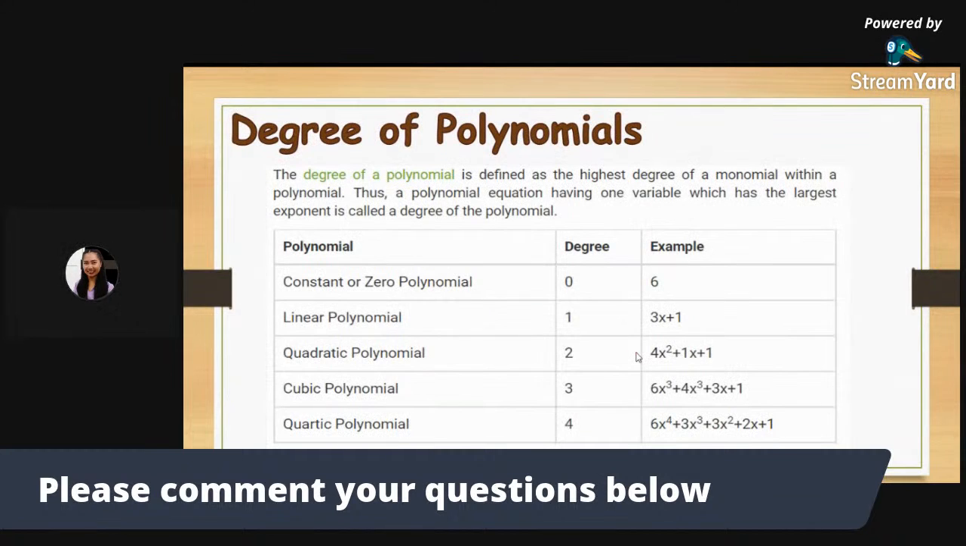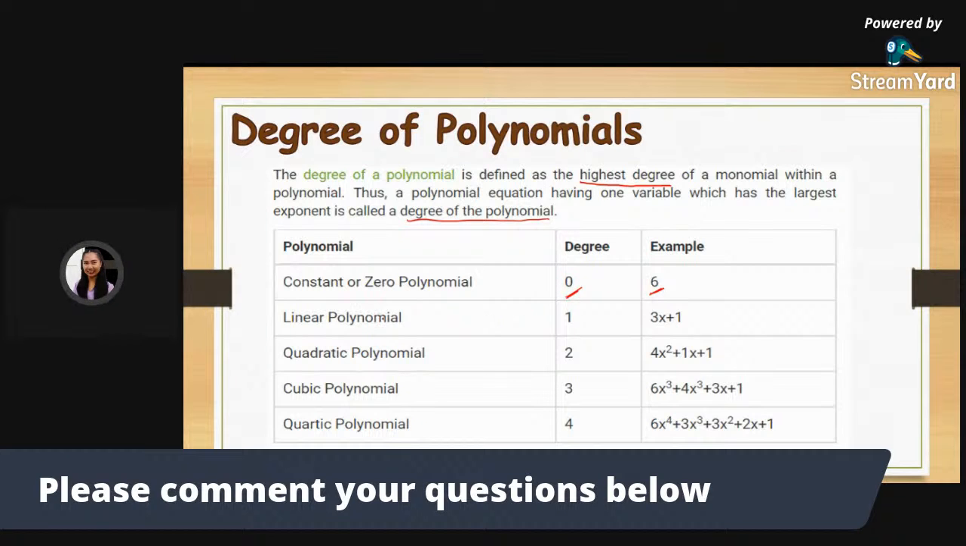Let's continue. Let's identify now the degree of the polynomial. The degree of a polynomial is defined as the highest degree of a monomial within a polynomial. So, it is the highest degree. Thus, a polynomial equation having one variable which has the largest exponent is called a degree of the polynomial. So, if we have a constant or zero polynomial, then the degree is 0. For example, we have 6. It is a constant. Therefore, its degree is 0.